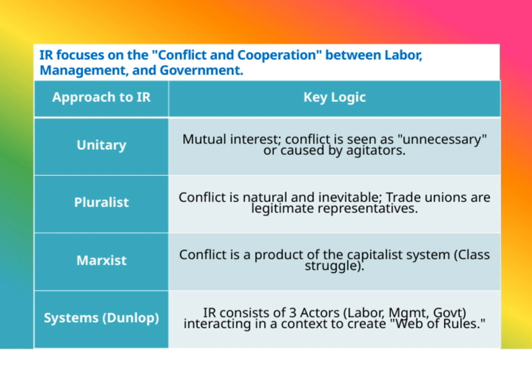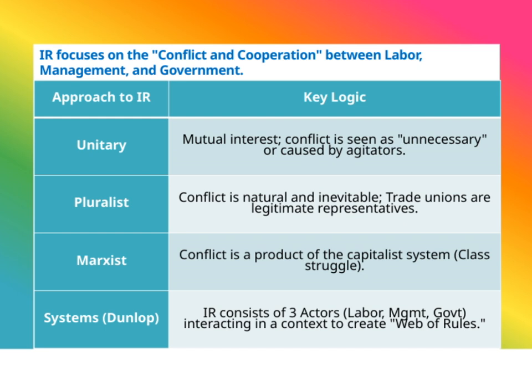Starting with the unitary approach, it sees everyone as sharing mutual interests. Conflicts, in this view, are often considered unnecessary or caused by agitators who stir trouble. The idea is that, fundamentally, all parties want the same thing: success and harmony. Then we have the pluralist perspective, which accepts that conflict is natural and inevitable. In this approach, trade unions are recognized as legitimate representatives of workers, acknowledging that diverse interests will sometimes clash.